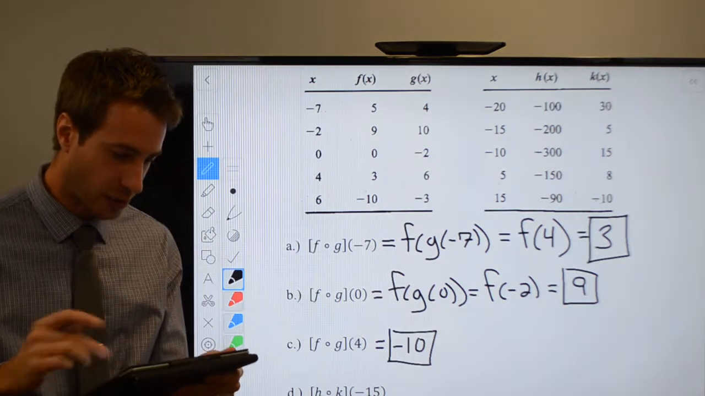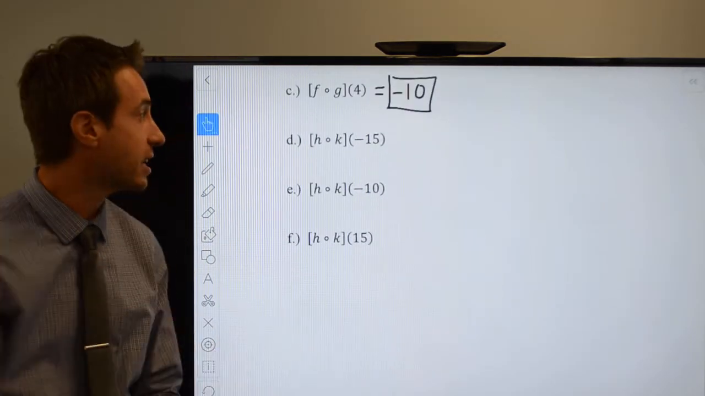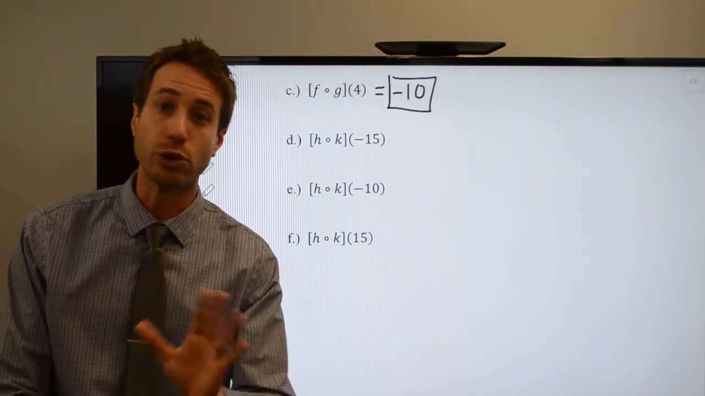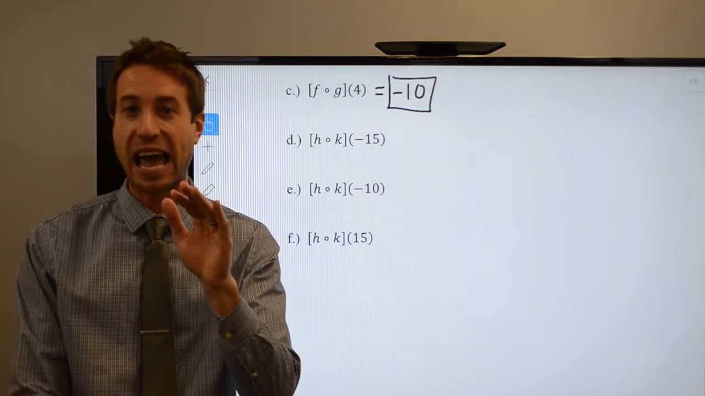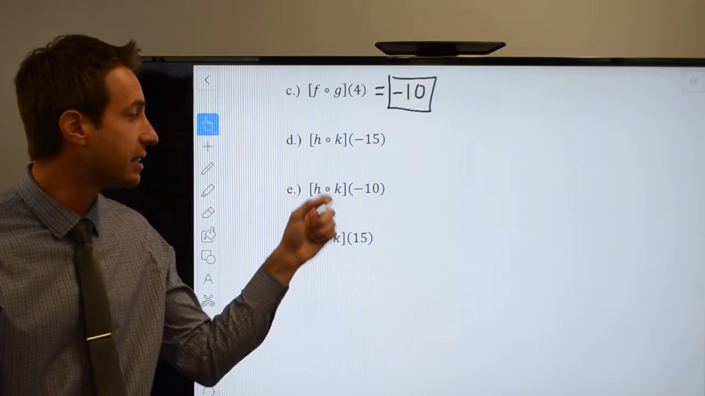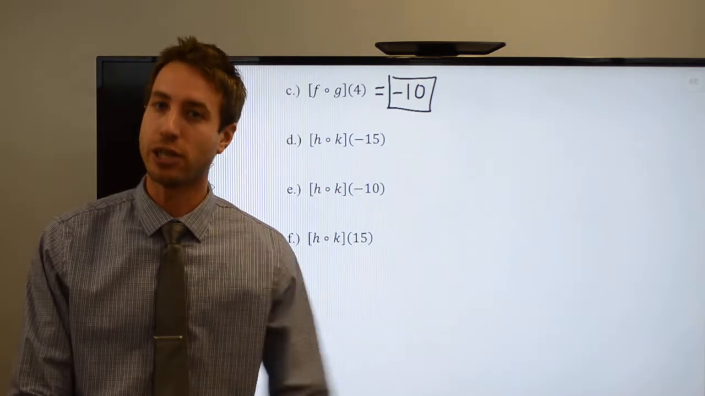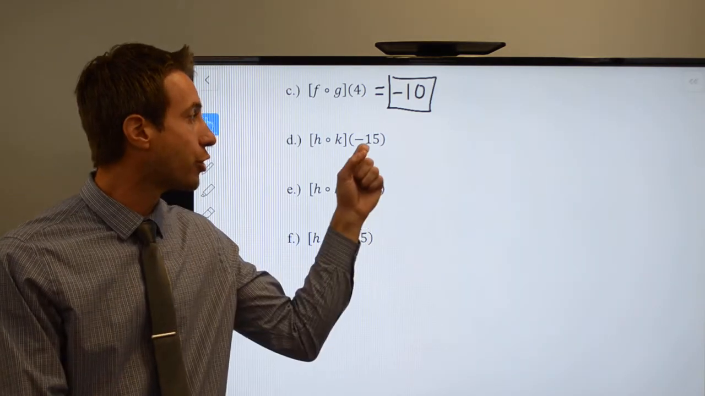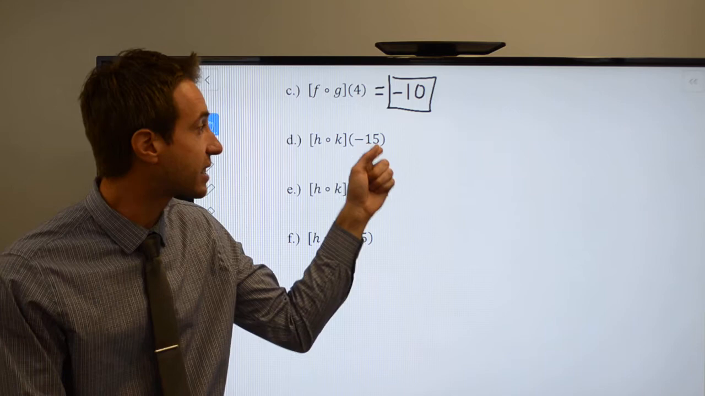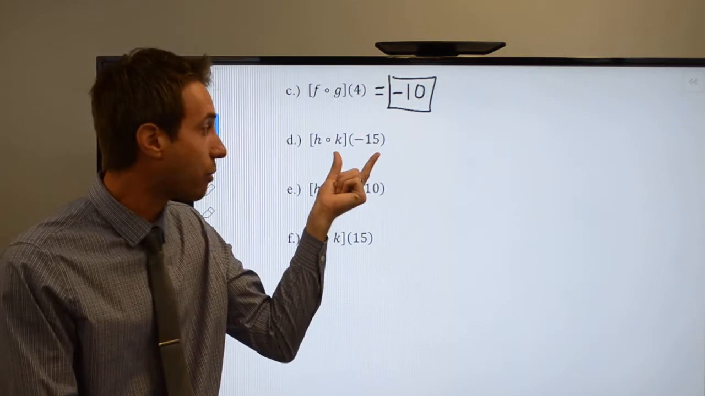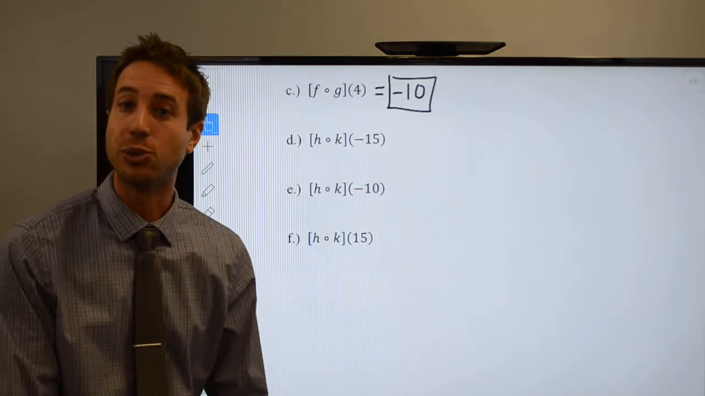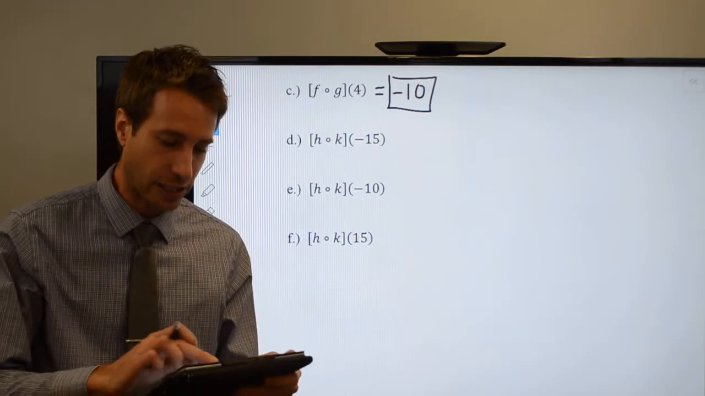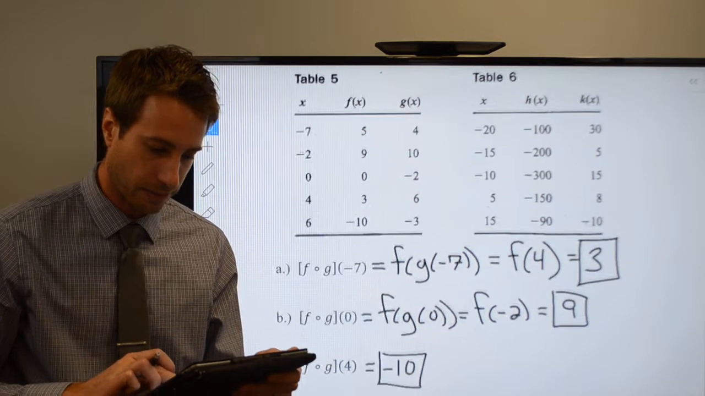Let's do the next one. Look at this. The next ones are going to be h and k. So I'm now switching tables. Don't use table 5 anymore. That has f and g in it. I now need the functions h and k, so you're now going to use table number 6. I'm going to start with a domain value of negative 15. That's going to get plugged into k. That result gets plugged into h. So we start with negative 15, go to k, then take that and go to h. So let's see how this works.